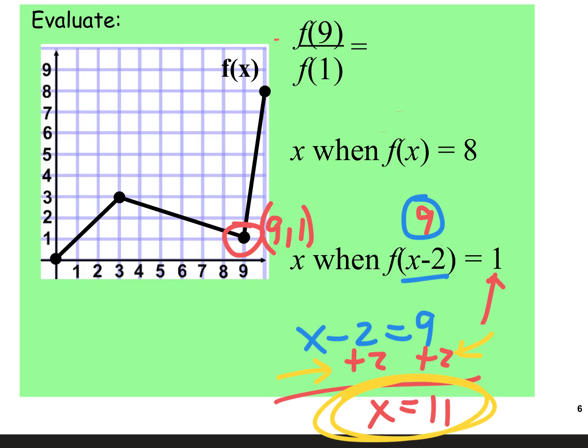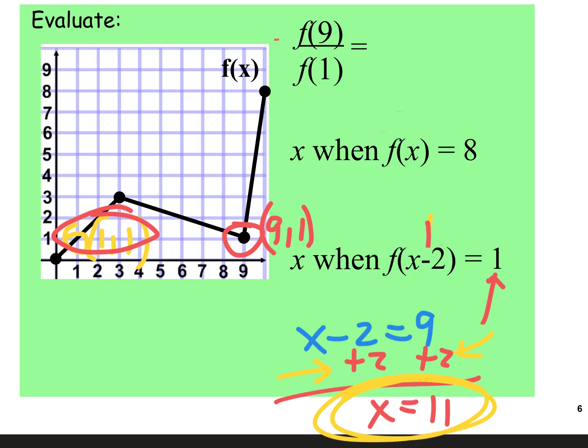There's another point. So we go to this point right here, (1, 1). Why is that important? Because we wanted f of something to be 1. And what you're saying is that f of 1 is 1, because look, right there. Then what's the final answer for that then, Jack?